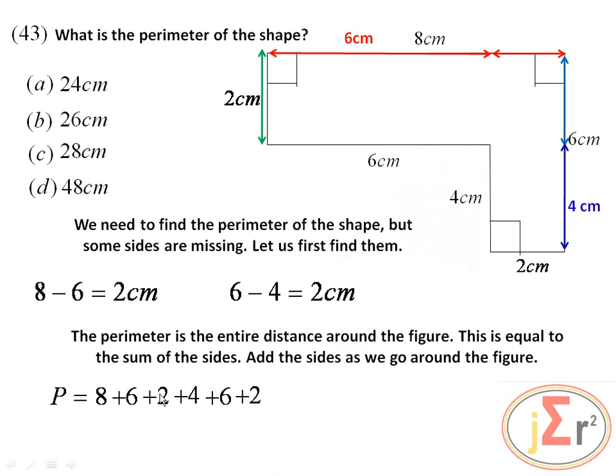This can be added quite quickly. We have 8 plus 2 is 10, 6 plus 4 is 10, so that is 20, and 6 plus 2 is 8. So we have 28. Perimeter is equal to 28 centimeters. The correct answer is option C. 28 centimeters.